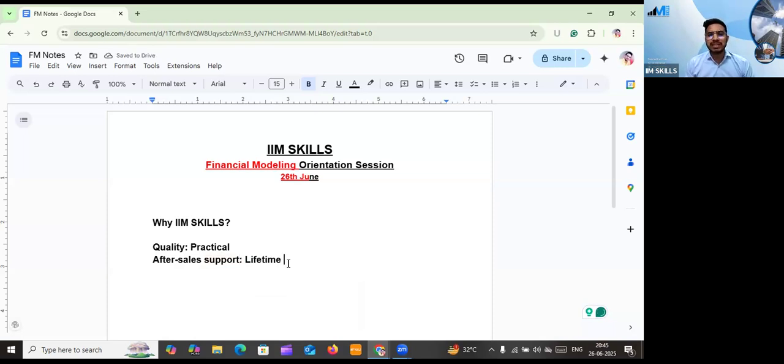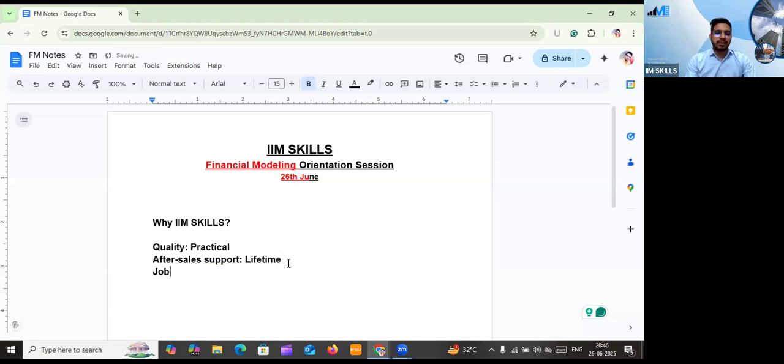So lifetime access means there is no limit. Even after 2 years down the line, if you want to upgrade yourself with the latest things, you can come back to IIM Skills. We will give you the real-time live classes access and you can learn the latest concepts without paying even a single rupee extra. Nobody is offering this in the industry. We are doing that.